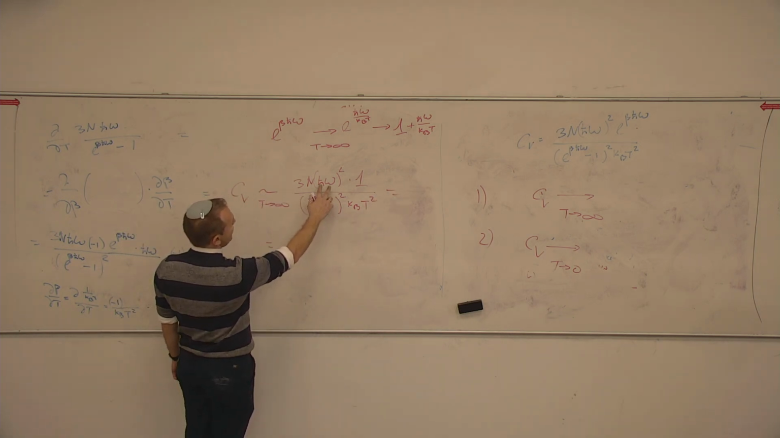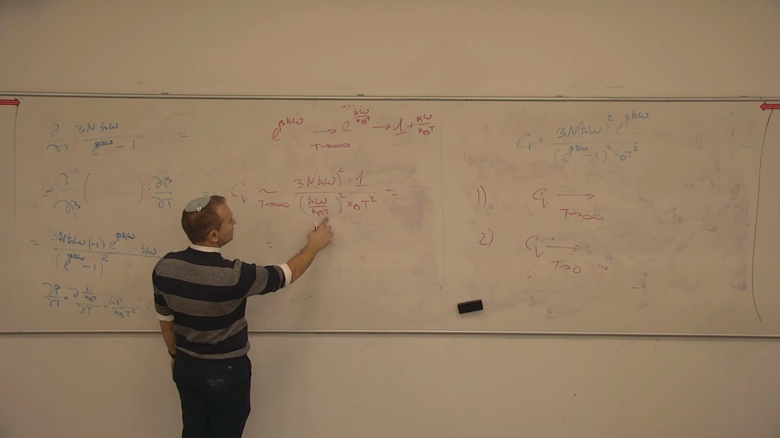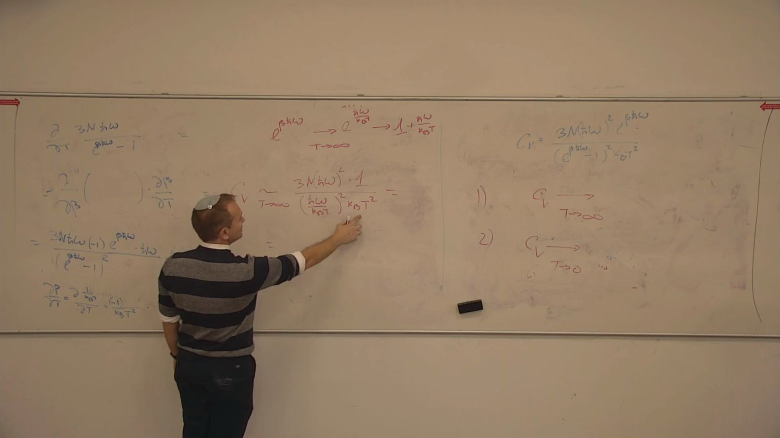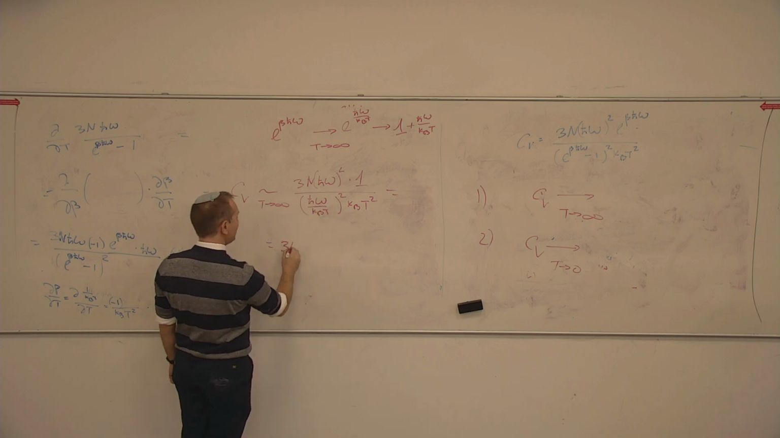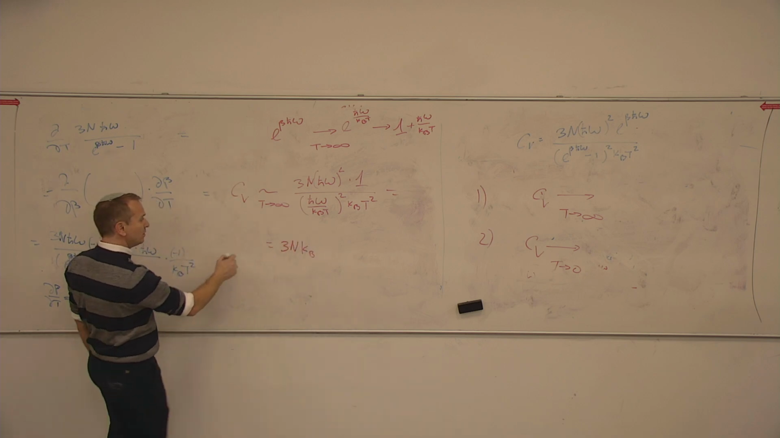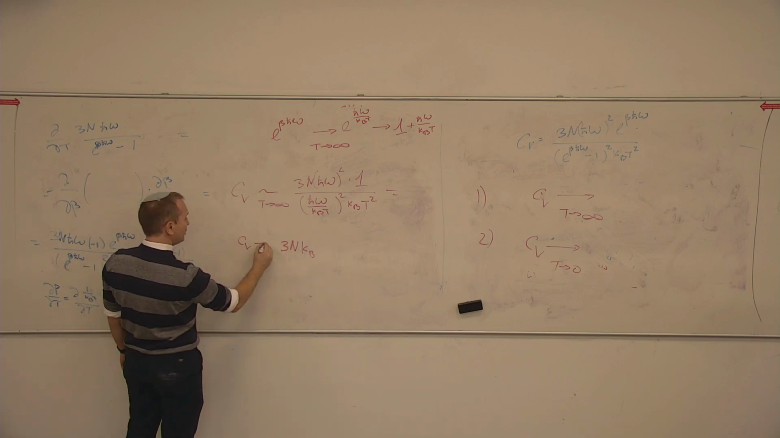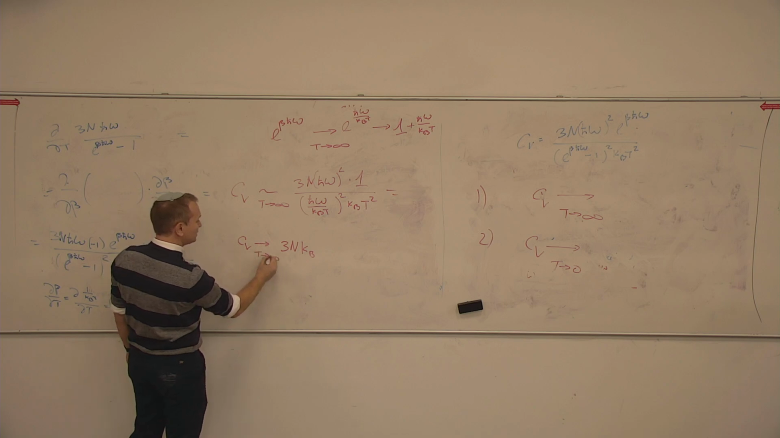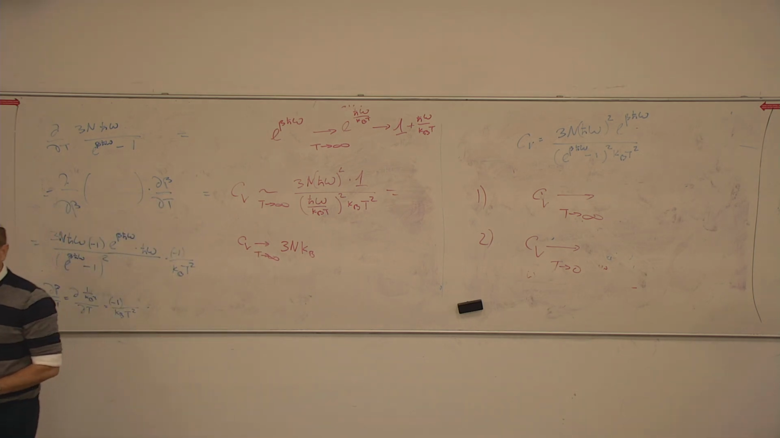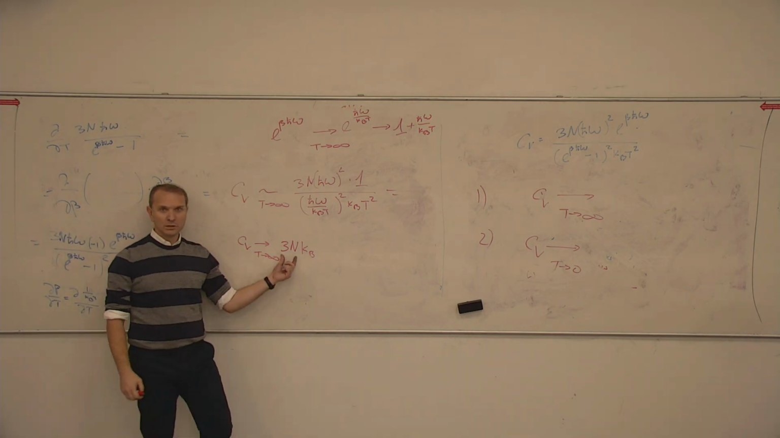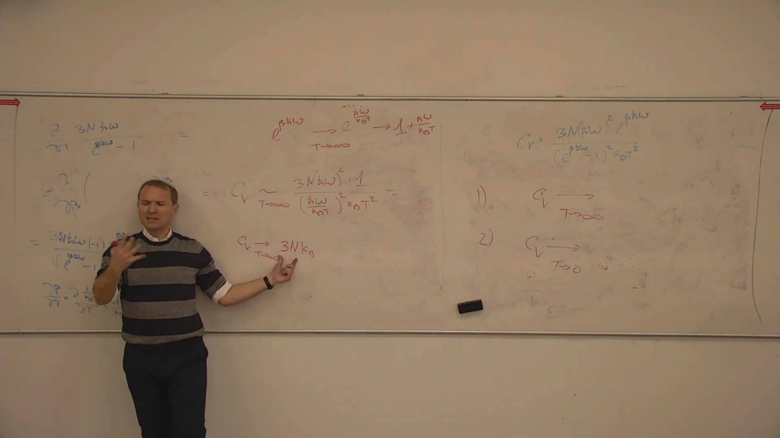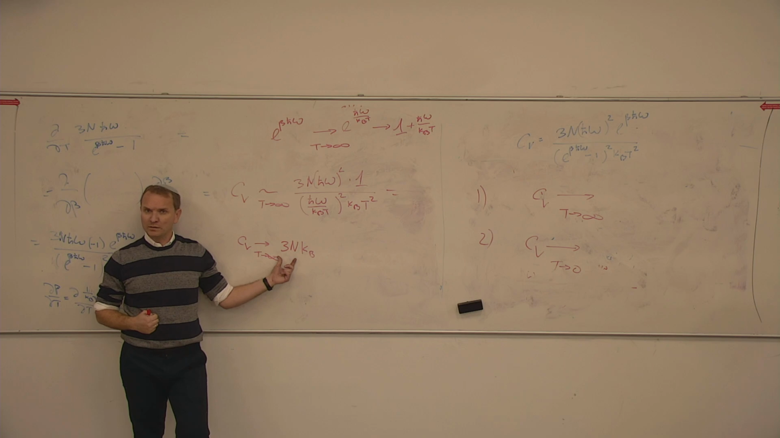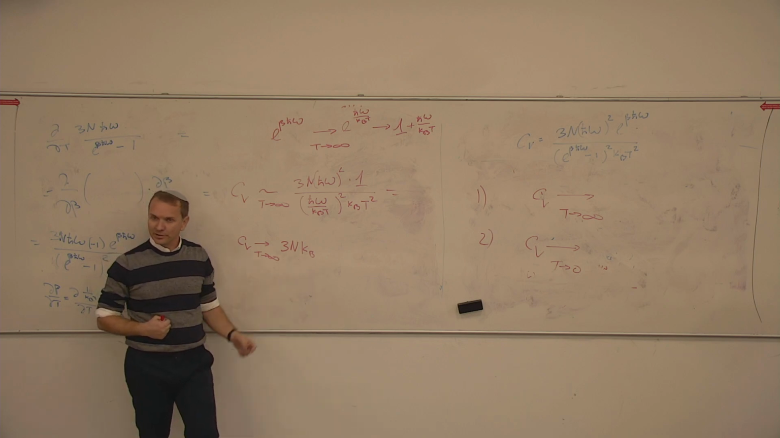H bar omega cancels out. T squared cancels out. I have 3N and k Boltzmann. So CV goes, when the temperature is high, to something extremely universal. What is 3N? The number, but this is like the size of my system, right? And Boltzmann is a very universal constant.